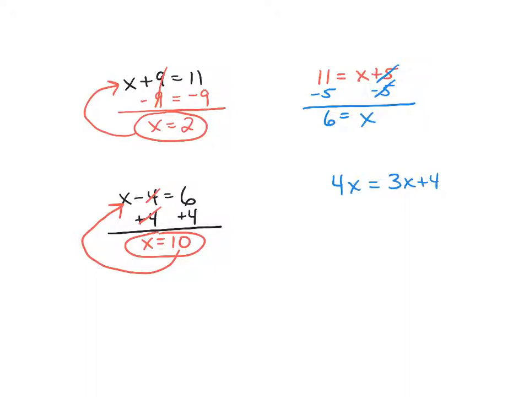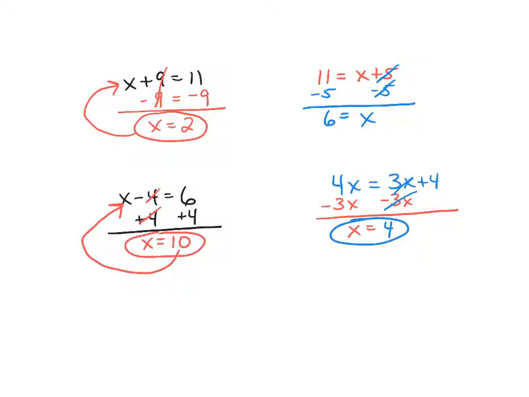So in order to do that, I'm going to subtract 3x from the right-hand side. When I do that, I also have to subtract 3x from the left-hand side. 4x subtract 3x on the left-hand side just gives me 1x, or x. And on the right-hand side, 3x minus 3x cancels each other out, and I'm just left with 4. So the final answer to this is 4.